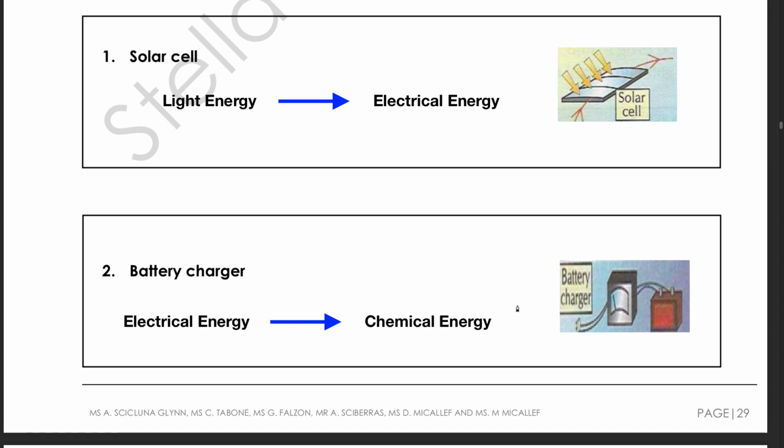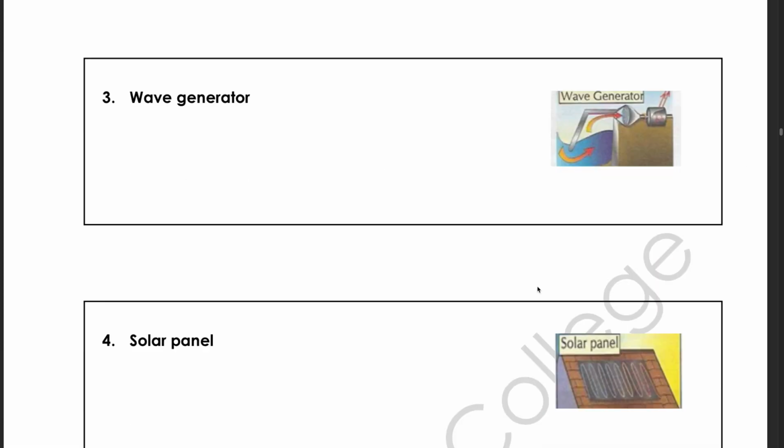Moving on to page 30. Number 3, 4, 5 and 6. Pause the video for a minute and try out number 3, 4, 5 and 6 on your own. You may refer to the forms of energy we mentioned on page 26 and 27 so that you are able to get your answers. Pause the video, try them out, and then see whether you got them correct or not. Now that you have tried them, let's see what the answers are.